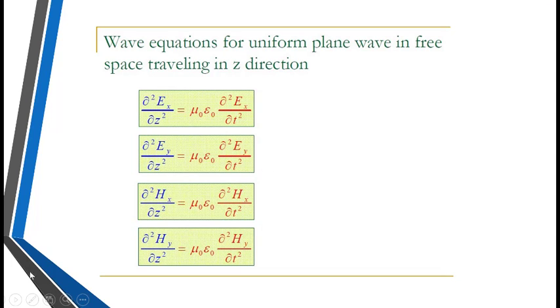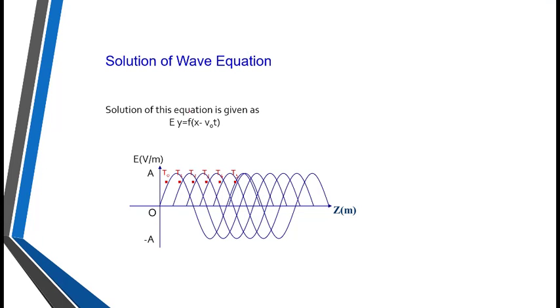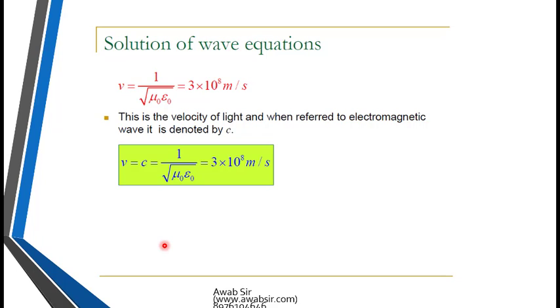Okay, let us consider this equation. For this equation, what is the solution? The solution is Ey is equal to some function f of x minus v naught t, where v naught is the velocity with which the wave is traveling, and that velocity is given by v naught is equal to 1 upon square root of mu naught into epsilon naught.